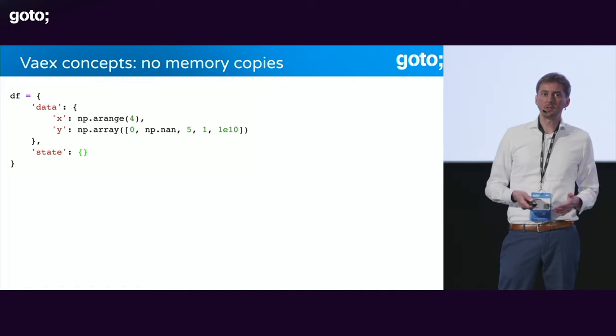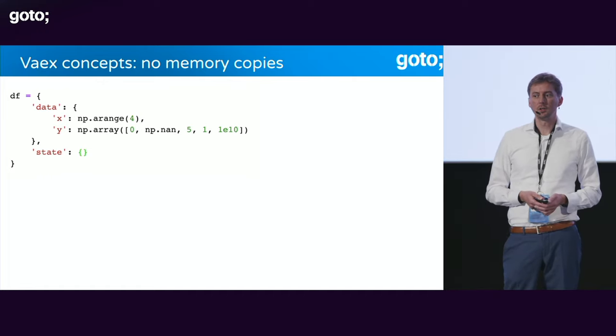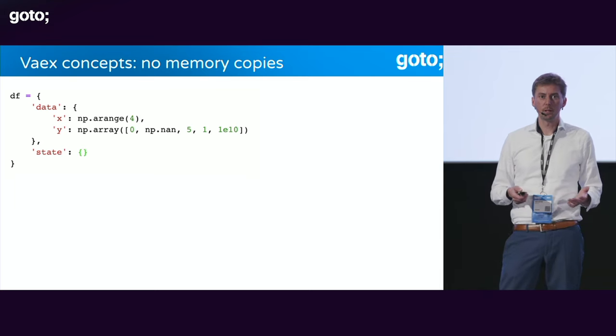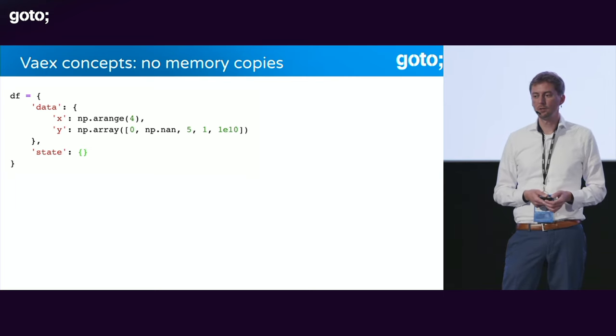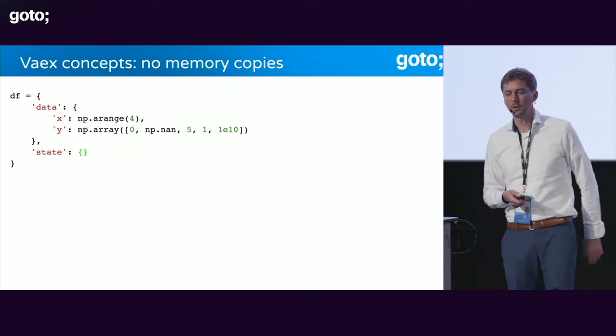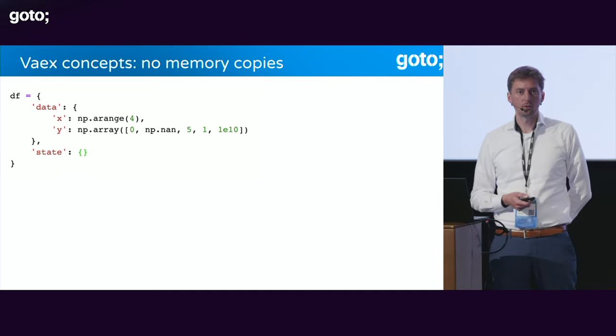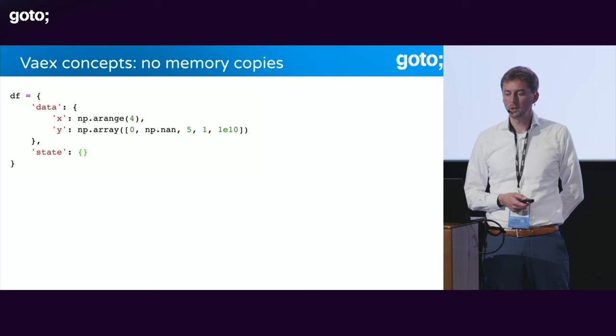This Gaia dataset is 1 terabyte in size. So if we want to do filtering, like take a subset of that, maybe a subset that is 90% of the data, we cannot make a copy of that. To explain how we do not make copies, let me give you this conceptual model of what a data frame is. It consists of data, so in this case, 2 arrays, and a state.